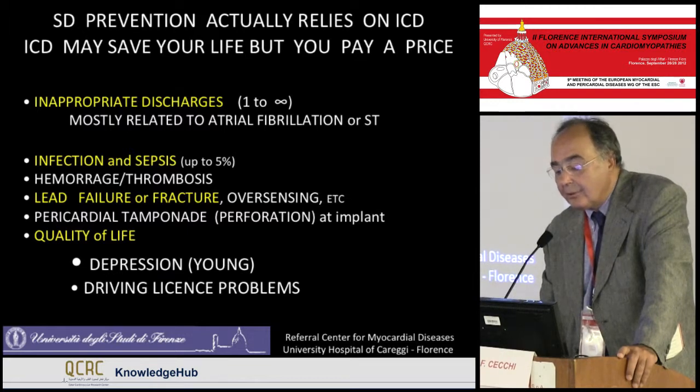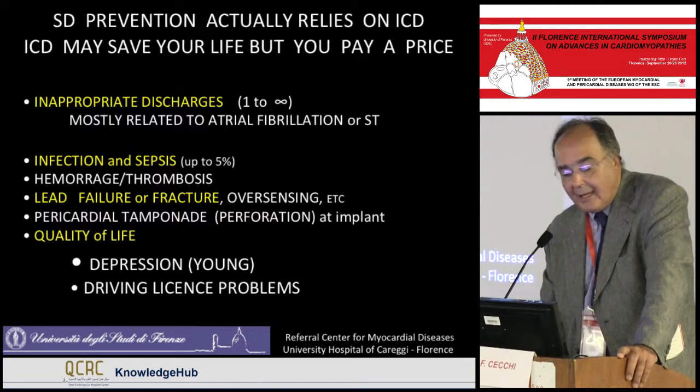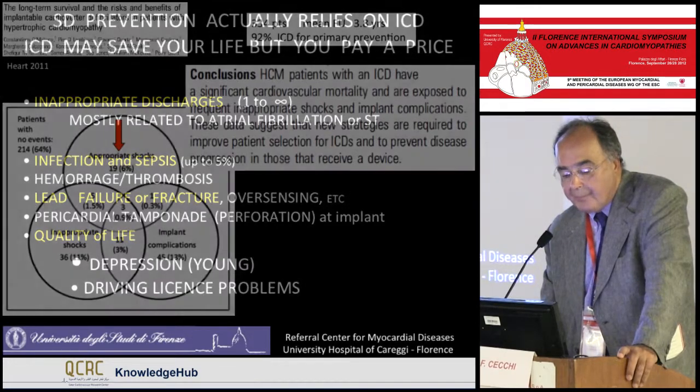And this is important because, of course, you can prevent them either by drug therapy or using appropriate algorithms for the ICD. But above all, you might have infection and sepsis, which are reported in up to 5% of the patients, hemorrhage, thrombosis, but above all, lead failure or fracture. However, in general, quality of life might be reduced, and this often occurs in young people that may show depression, and you might have also driving license problems.